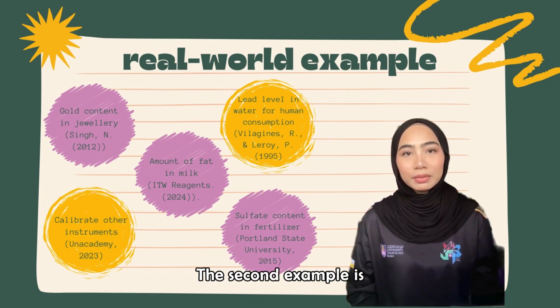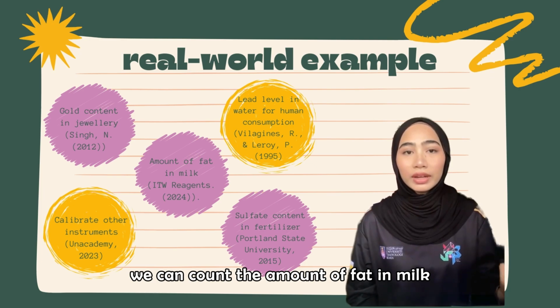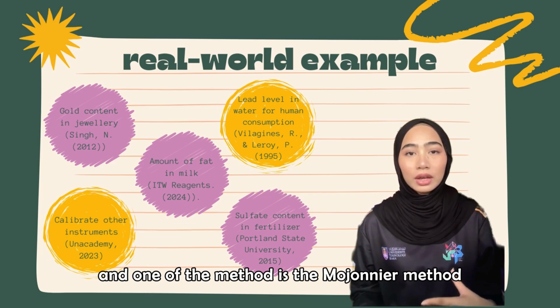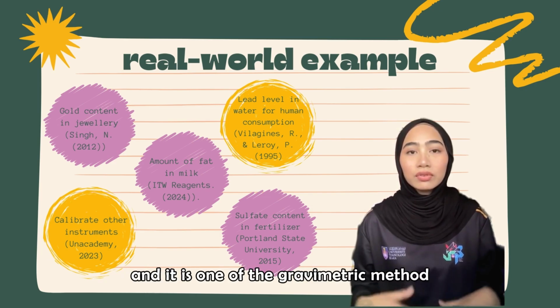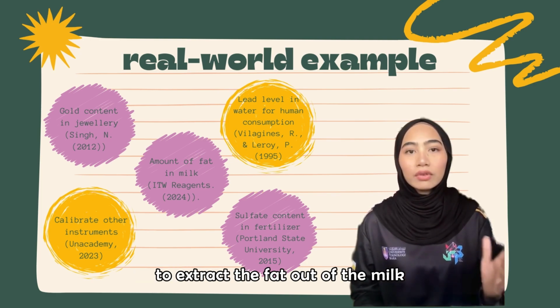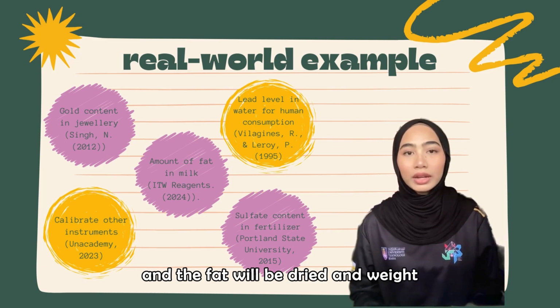The second example is we can determine the amount of fat in milk because we need to use a properly calibrated method. And one of the methods is the Mojonnier method, and it is one of the gravimetric methods that use organic solvent to extract the fat out of the milk, and the fat will be dried and weighed.